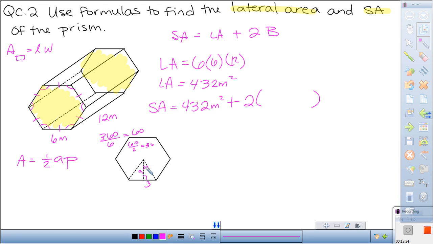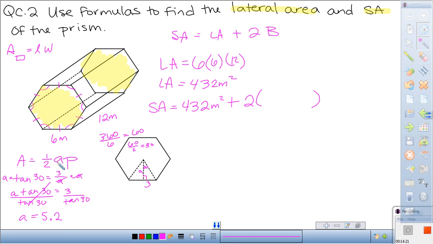So let's see, I'd have to use tangent because I have opposite over adjacent. So I could do tan 30 equals opposite, which is 3, over adjacent, A, times A on both sides. So I get A tan 30 equals 3, and then divide both sides by tan 30. And this you have to put in your calculator, and you end up with 3 divided by tan 30 gives you 5.2, rounded, of course. So 5.2 is my apothem.